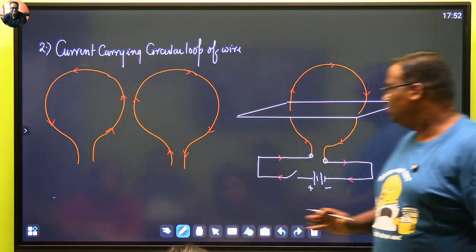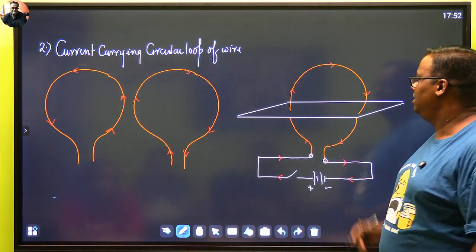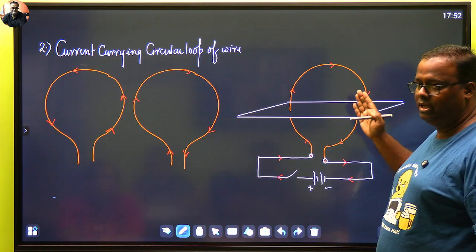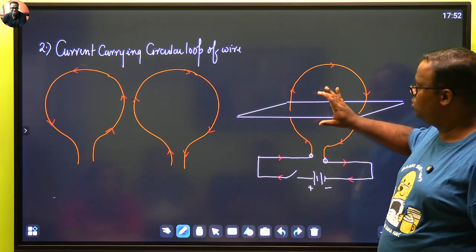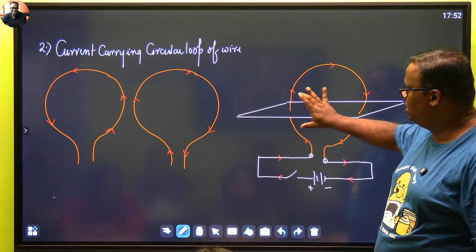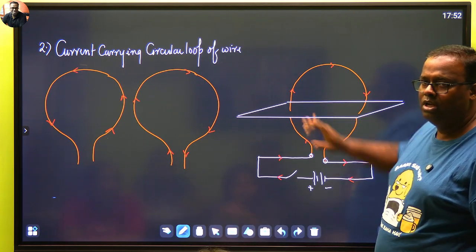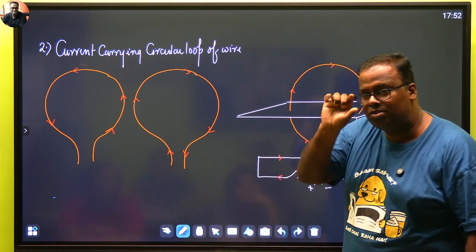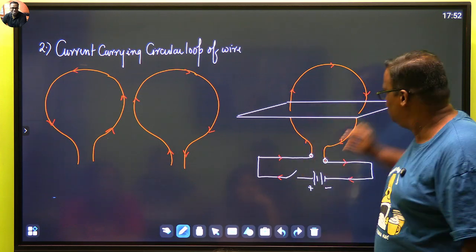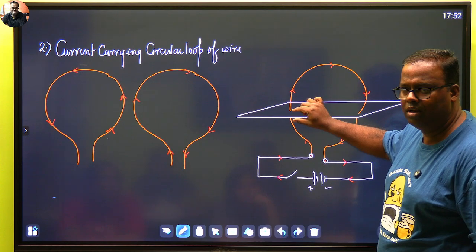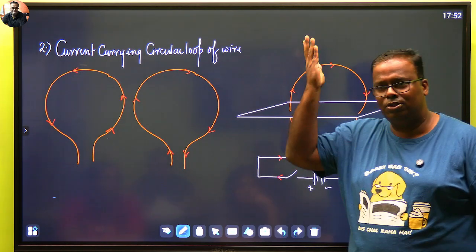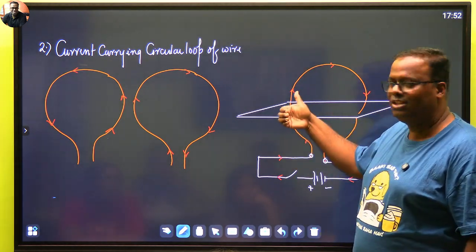So here we have to apply the same concept. Now this is a spherical loop, it's circular, but if you consider this much portion, Neha, look here, if you consider a small portion of it, don't you think it behaves like a straight line? This portion also behaves like a straight line. This portion also behaves like a straight line. So if it is a straight line, go back to rule number 1, right hand thumb rule.